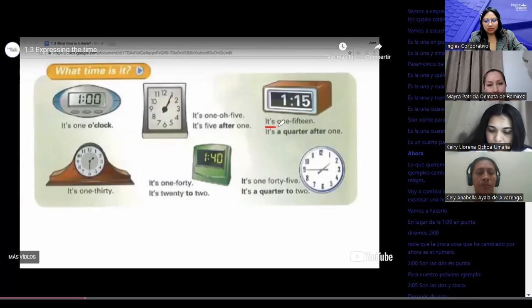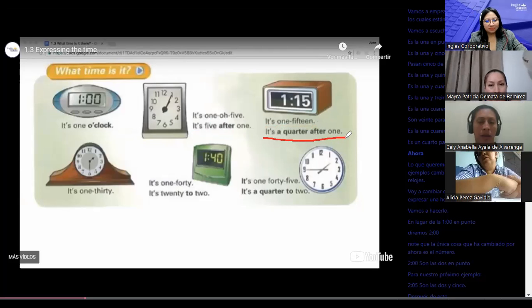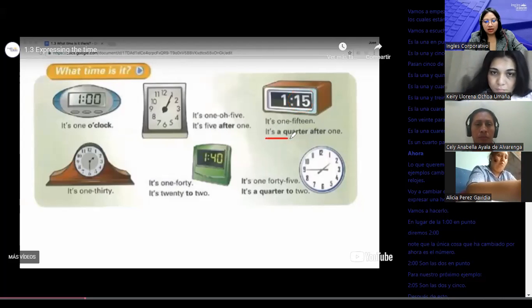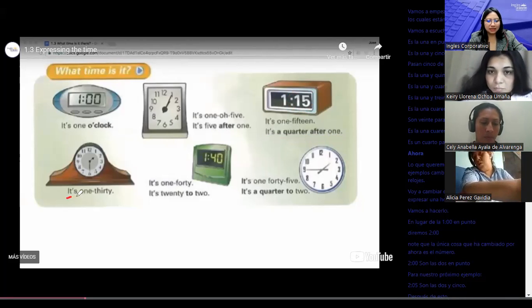What time is it? Take a look at this clock. It's a quarter after one. Very good job. It's a quarter. ¿Y qué significaba a quarter? ¿Qué cantidad de tiempo representa? Un cuarto después de la una, representando que un cuarto es 15 minutes. Eso es un cuarto de hora. Entonces, it's a quarter, es un cuarto después de la una. Okay, what time is it?